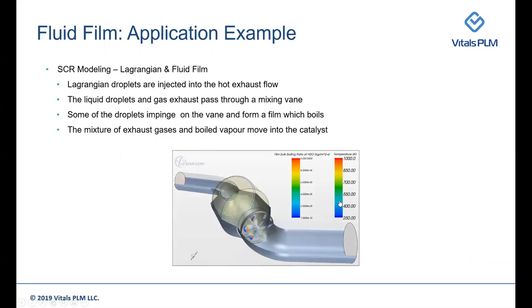And further, these droplets undergo a boiling phenomenon. And then the boiled vapor mixes with the exhaust gas downstream. So this is a good example to demonstrate the use case of both Lagrangian and fluid film, and also the boiling phenomena at the fluid film level.